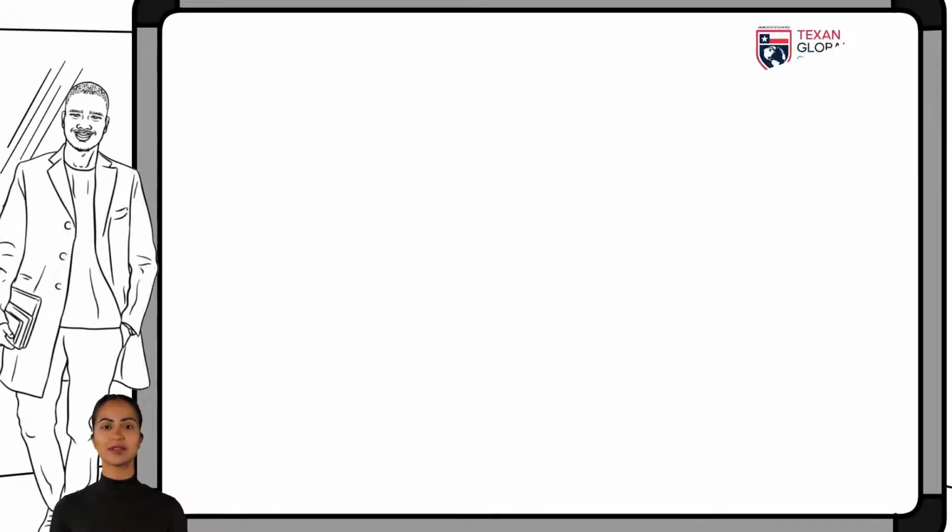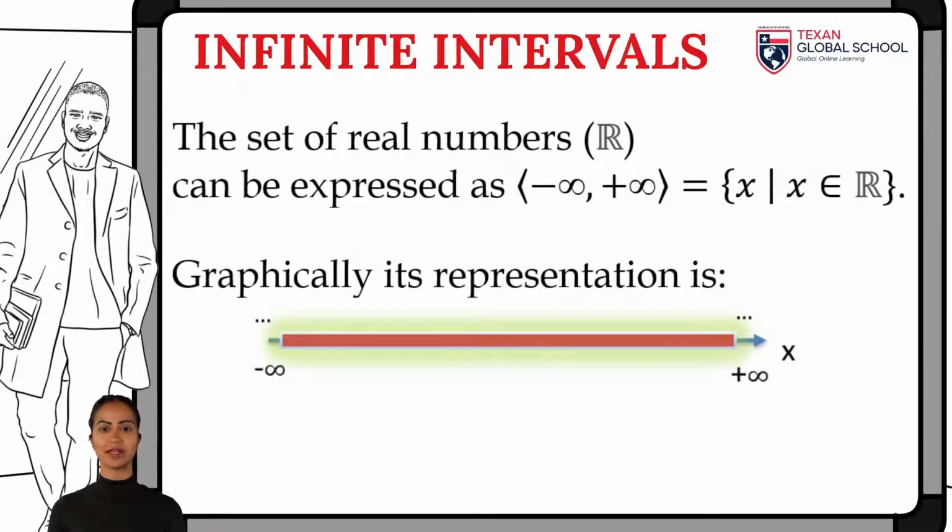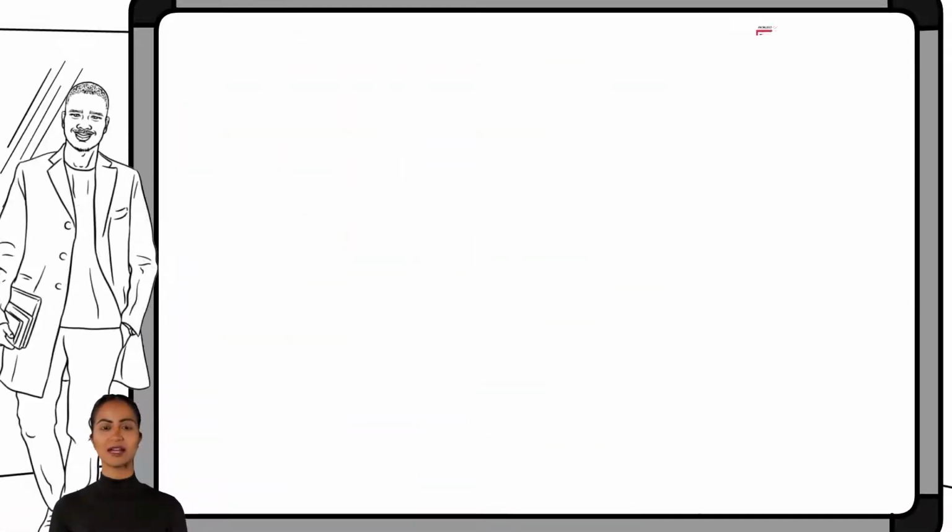Within the infinite intervals, we can represent the set of real numbers with the analyzed notation, from -infinity to +infinity, or x, such that x belongs to the set of real numbers. Graphically, its representation shows all the points on the number line. There are four combinations of infinite intervals.